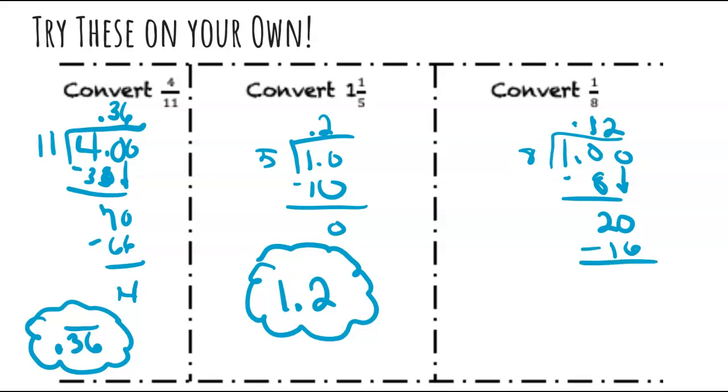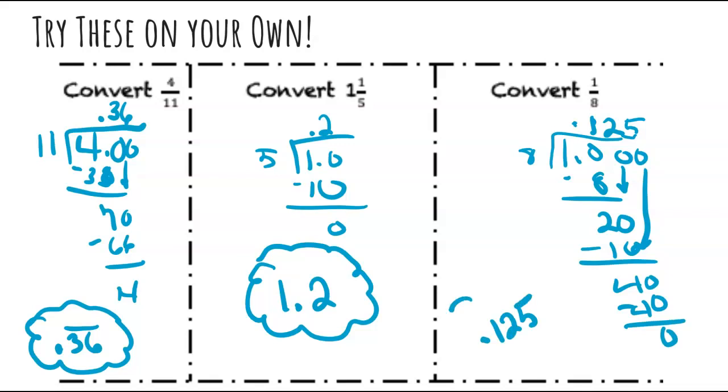2 times 8 is 16. Bring another 0 down. I don't see any pattern so far. Nothing's repeated. And then 8 goes into 40 5 times. That goes in evenly. So I have my decimal as 0.125. Okay, hopefully you got those. If not, try and find where your mistake came.